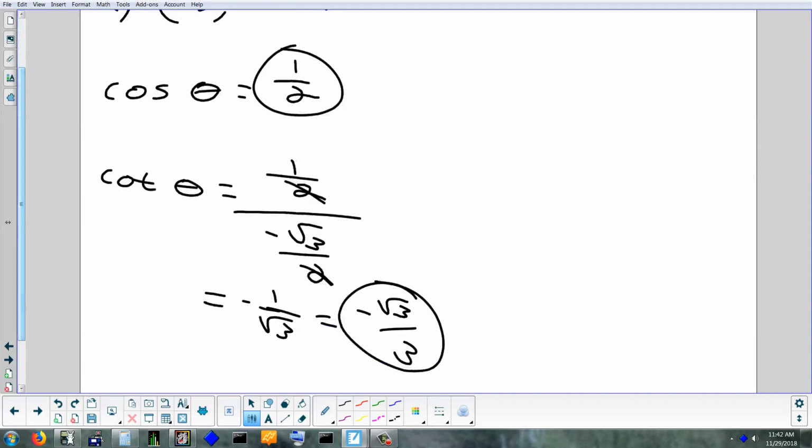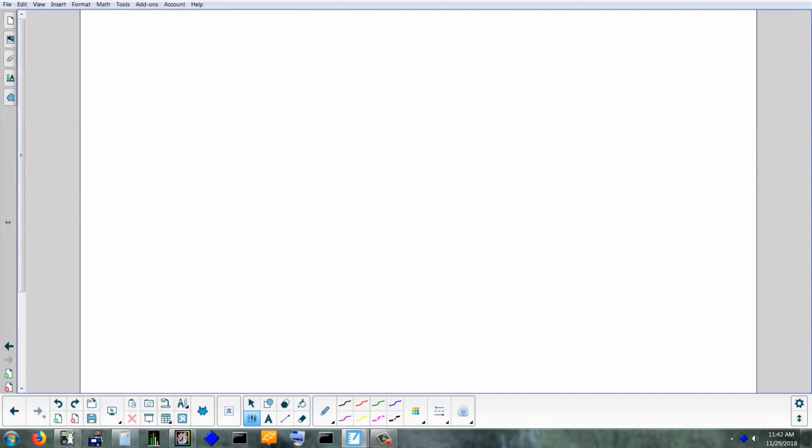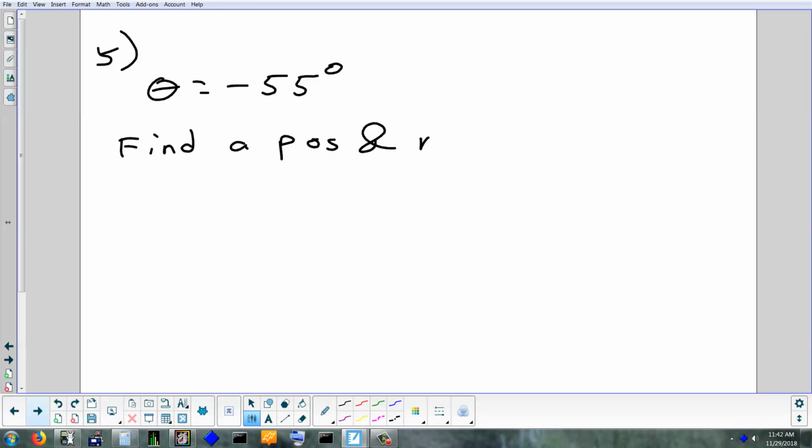All right, let's do a simple one. So theta equals negative 55 degrees. Find a positive and negative coterminal angle.